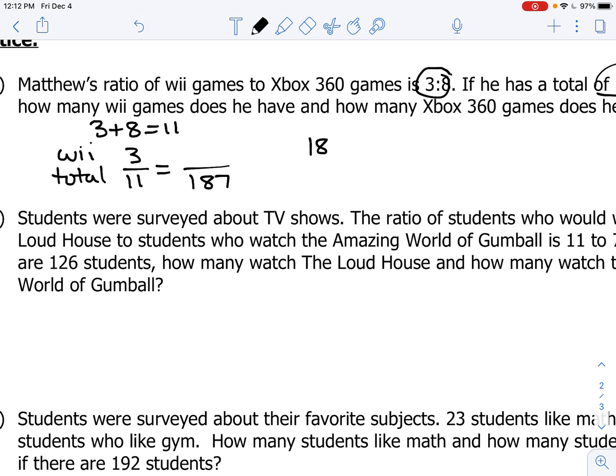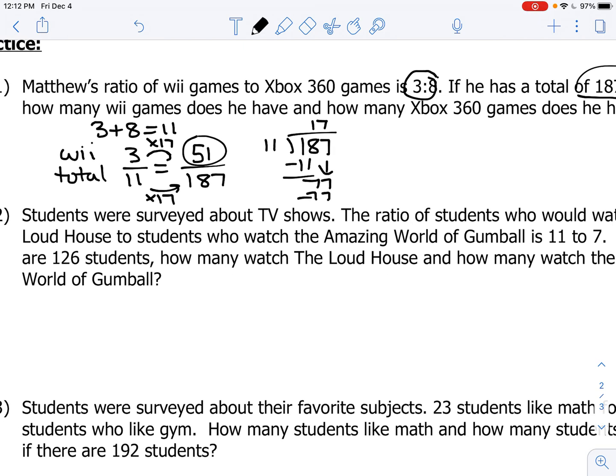So let's do that division. 187 divided by 11. It's going to go in one time with a difference of 7. And 11 goes into 77 7 times. So we're multiplying by 17 here. So that means 3 times 17 would give us the number of Wii games. And 3 times 17 is 51. So there are 51 Wii games.